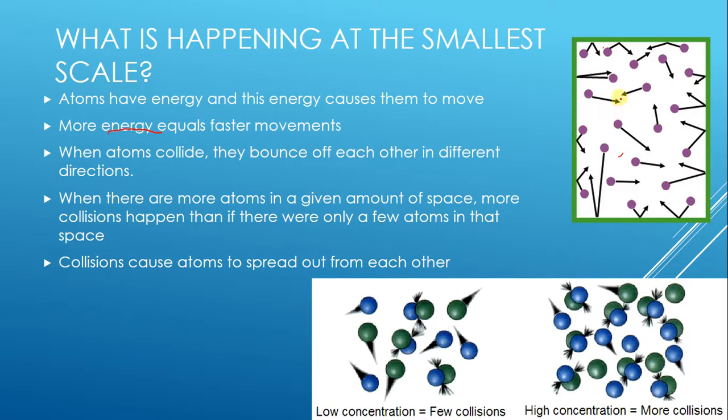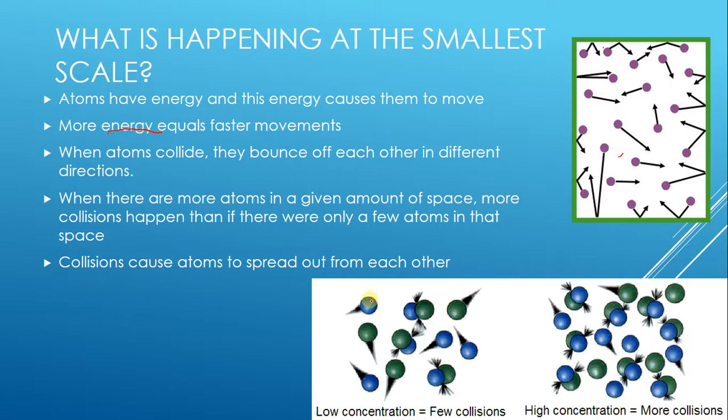When these atoms or molecules collide with each other, they bounce off each other in different directions that can be described by their speed and their direction. So collisions cause particles of the food coloring to bounce off each other in different directions. When there are more atoms or molecules of food coloring in a given amount of space, more collisions happen than if there were only a few atoms.